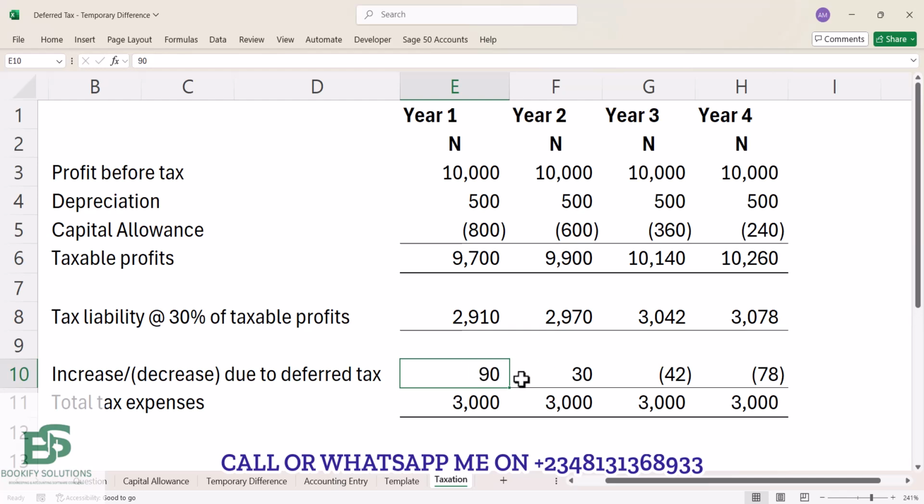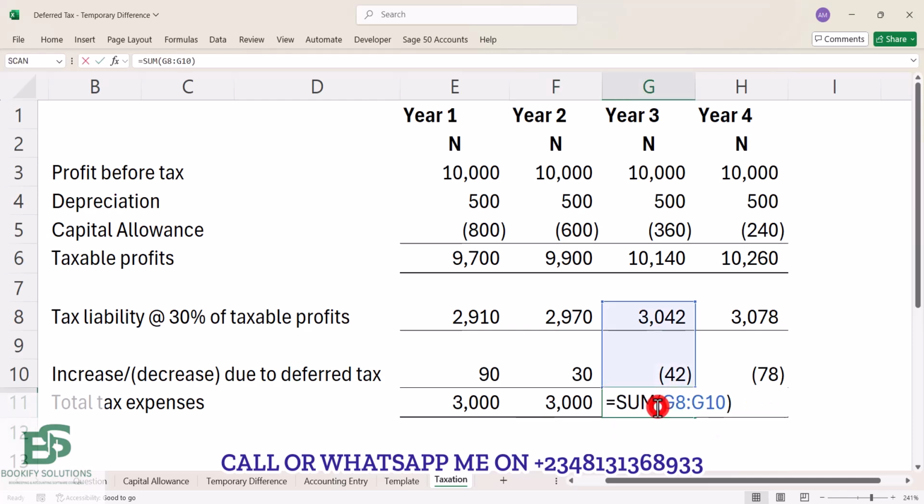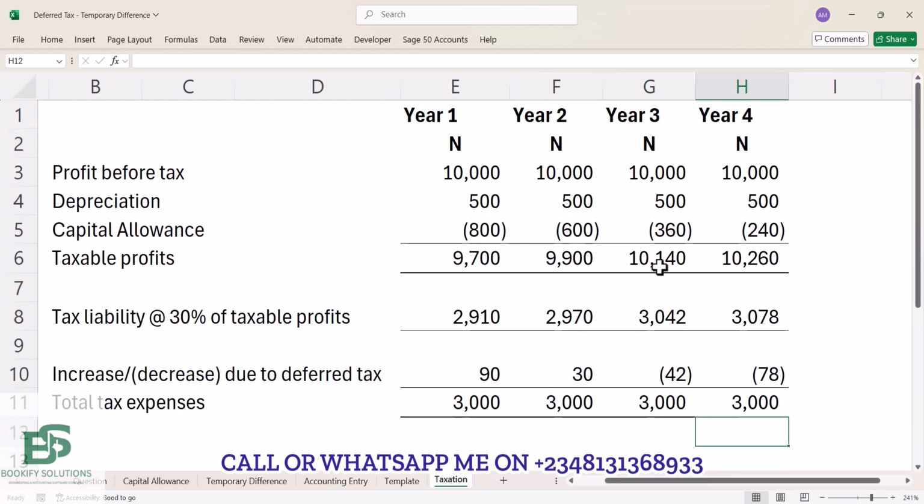So now see the 90 and 30. We'll add them together with this 2,910. This is the total tax expense, which is 3,000 throughout. You add this other 30 to this 270, it still gives us 3,000. You minus this one, it still gives us 3,000. You minus this 78, it still gives us 3,000. So this is the way you compute your deferred tax because of those taxable temporary differences, which occur when you use depreciation and the tax office says they won't use it but capital allowance. So this is the end of this class.